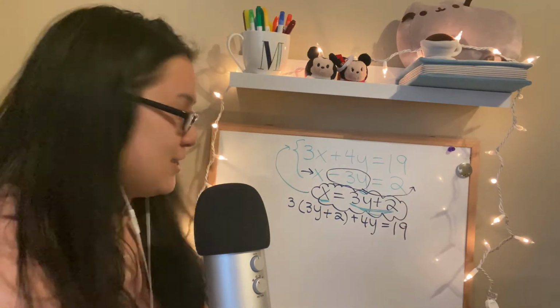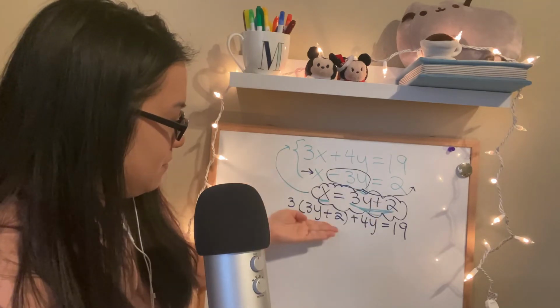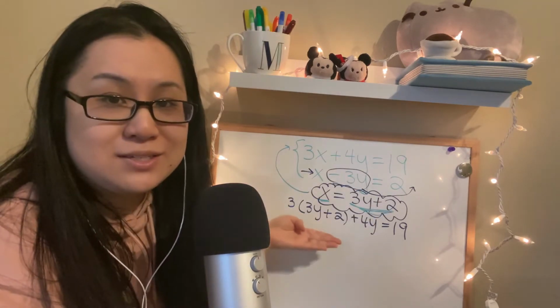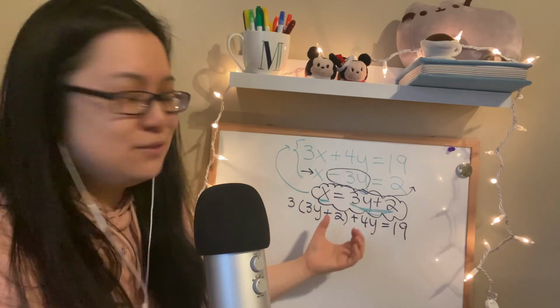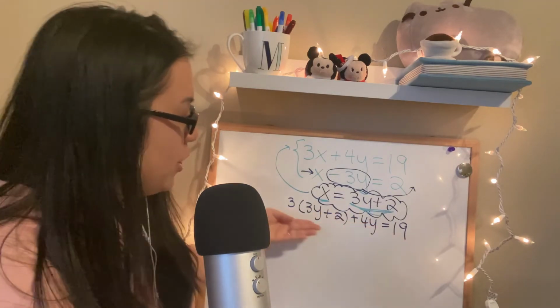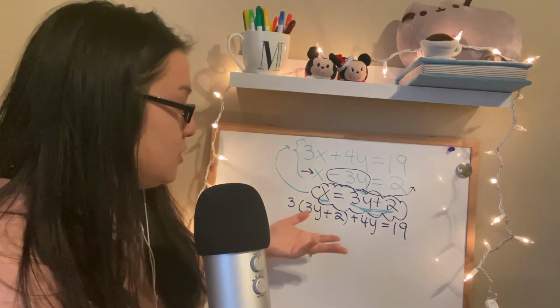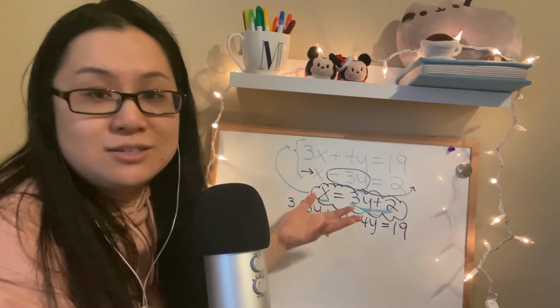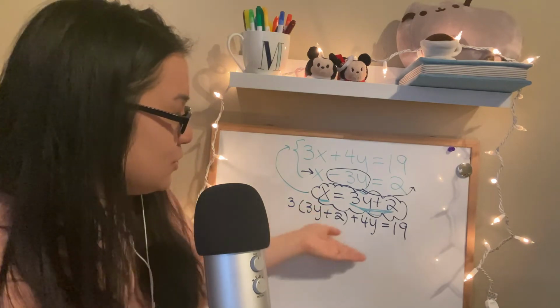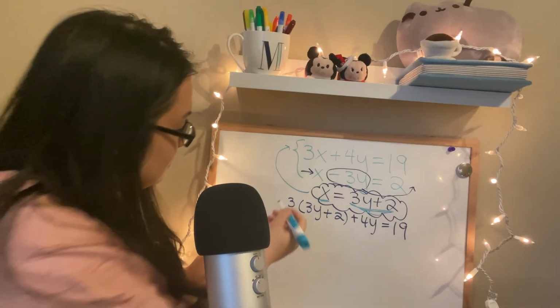Very good. So now you can see that the x disappeared, right? It went away, and now I have 3y plus 2. That's the substitution, okay? And now we have one equation with one variable, now being y, and we can use whatever techniques we know to solve this for y.